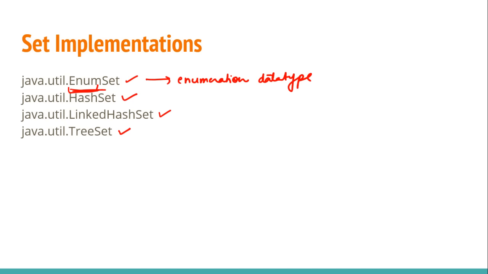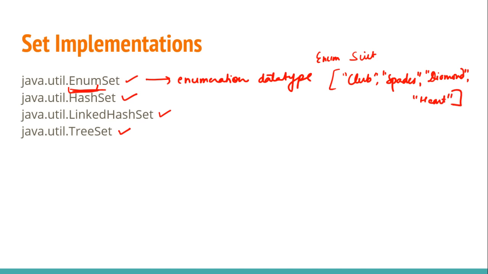Let's say, for example, you have to represent the suits in a card game. You are implementing some form of card game. You have to represent the suit in the card game. So you can create an enum called suit which will have 4 unique elements, right? What are the suits in the cards? We have club, we have spades, we have diamond, and we have heart. These are the 4 suits in the cards, right?